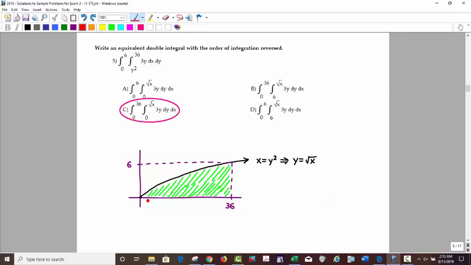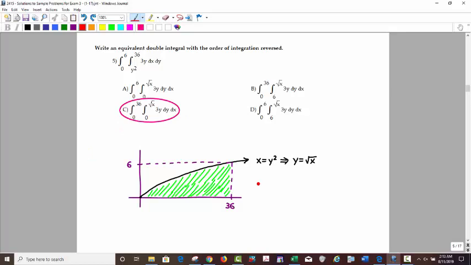So we don't need to draw the parabola around to the negative side because technically, mathematically, this equation x equals y squared, solve for y, really equals plus and minus the square root of x. We only need the positive side. And then 36 is the maximum x value. Y goes from 0 to 6.